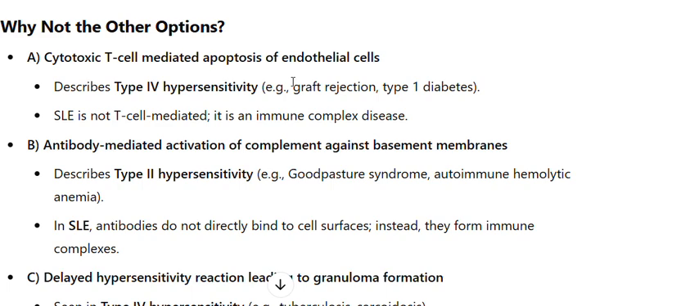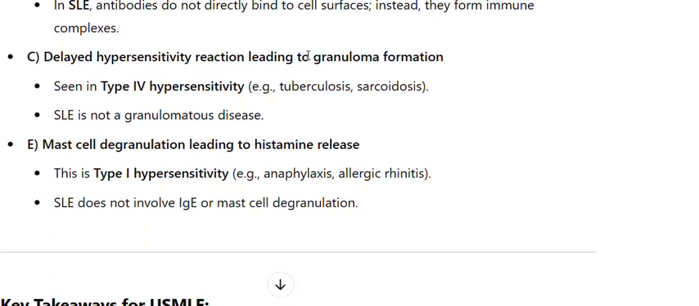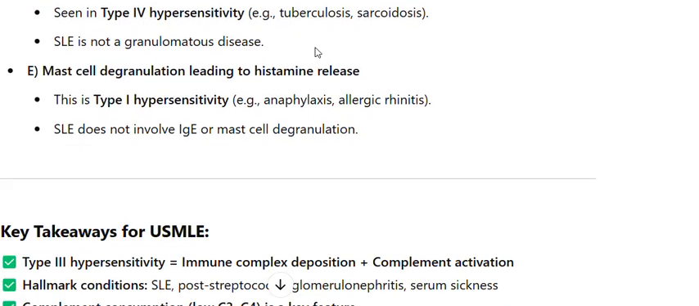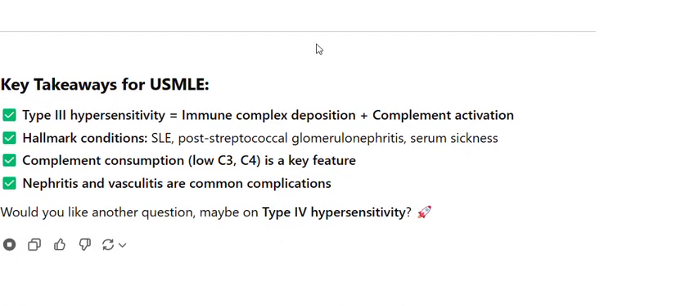E. Mast cell degranulation leading to histamine release. This is type 1 hypersensitivity, anaphylaxis, allergic rhinitis. SLE does not involve IgE or mast cell degranulation.